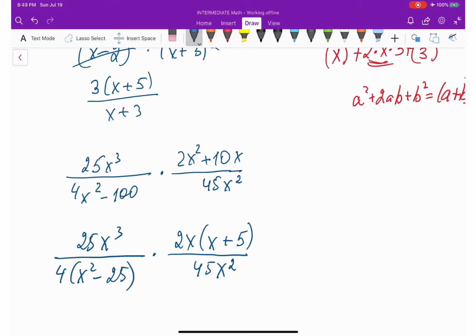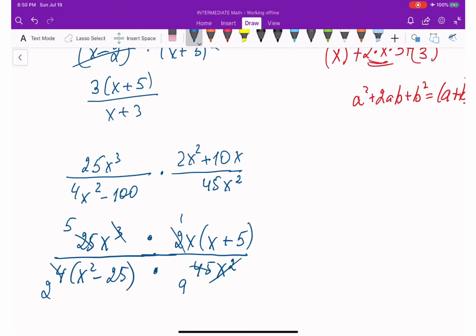All right. Now I can connect them to each other and multiply. This will be multiplication, and this is multiplication. Let's see what we can do. x² is gone with this x³, right? Because 3 minus 2 is 1. I have only x left here. Okay, 2 over 4 will be 2; 4 divided by 2 is 2. 25 and 45, I can divide by 5. 25 divided by 5 is 5. 45 divided by 5 is 9. Okay, that's what we have left.